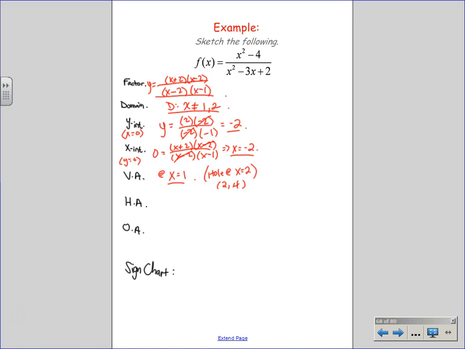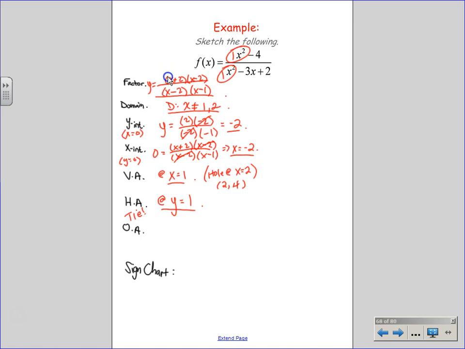But horizontal asymptotes, yes or no? What case is it? Top wins, bottom wins, tie? Tie. Since it's a tie, I take the ratio of the leading coefficients. Leading coefficients are these two guys. What's the ratio of the numbers in front? Just 1.